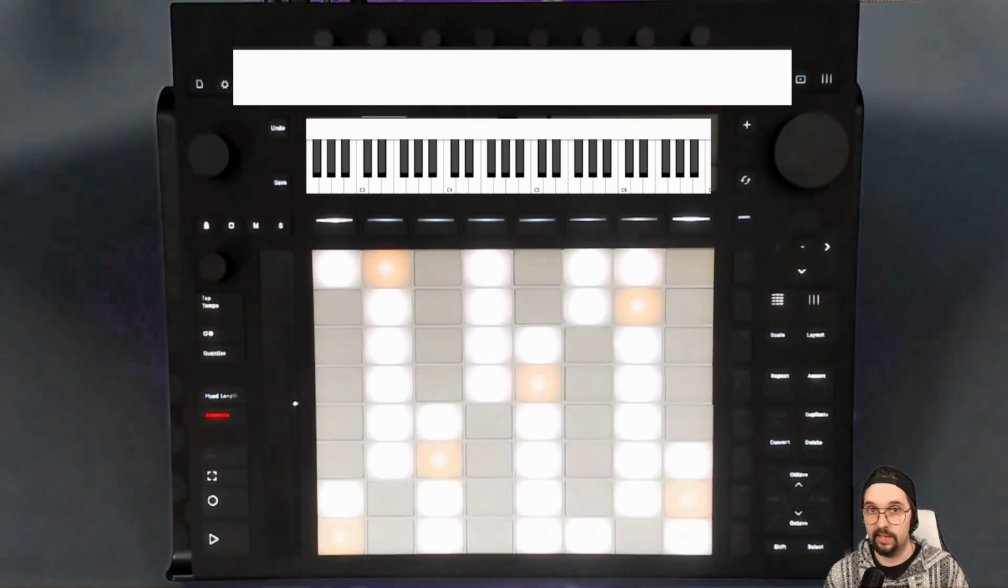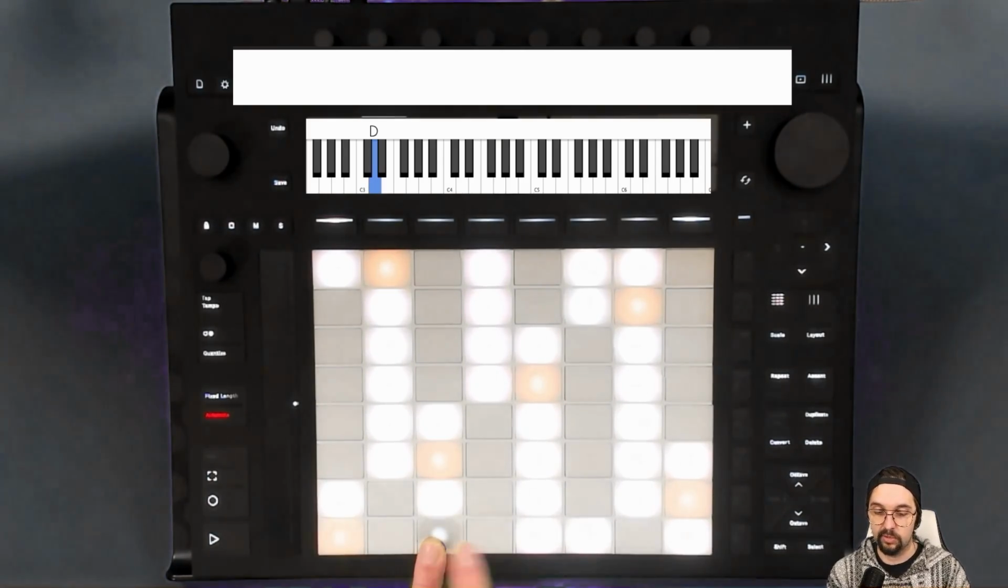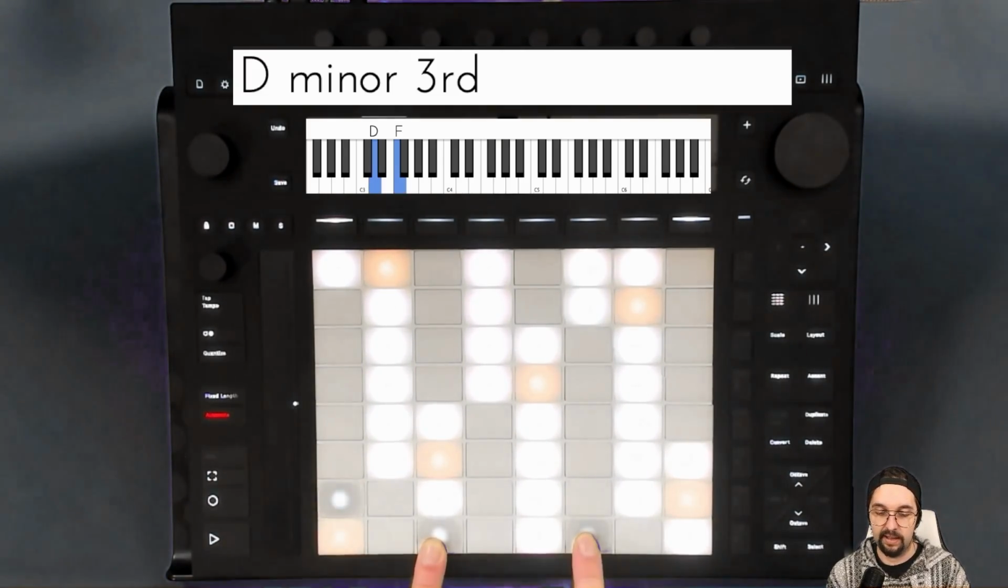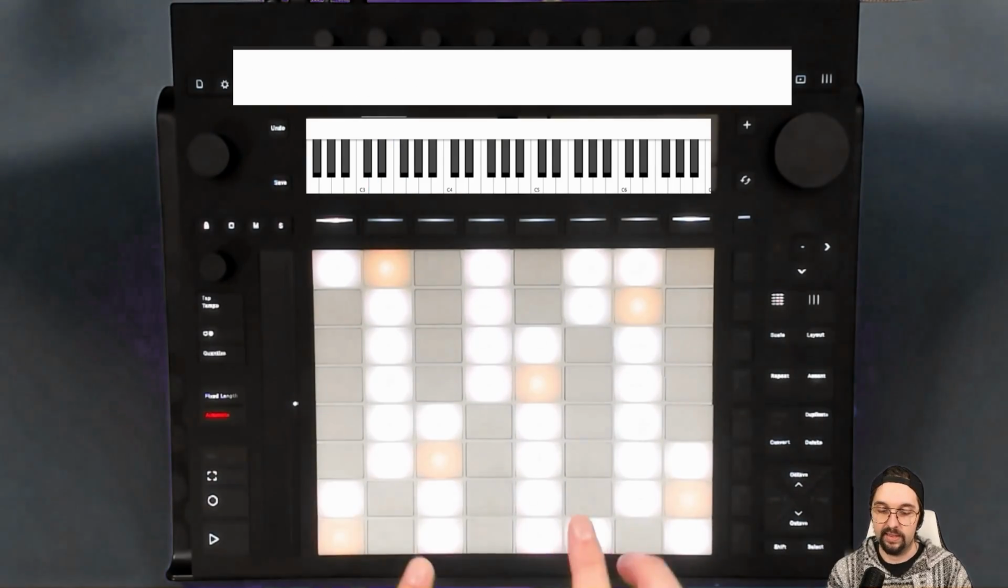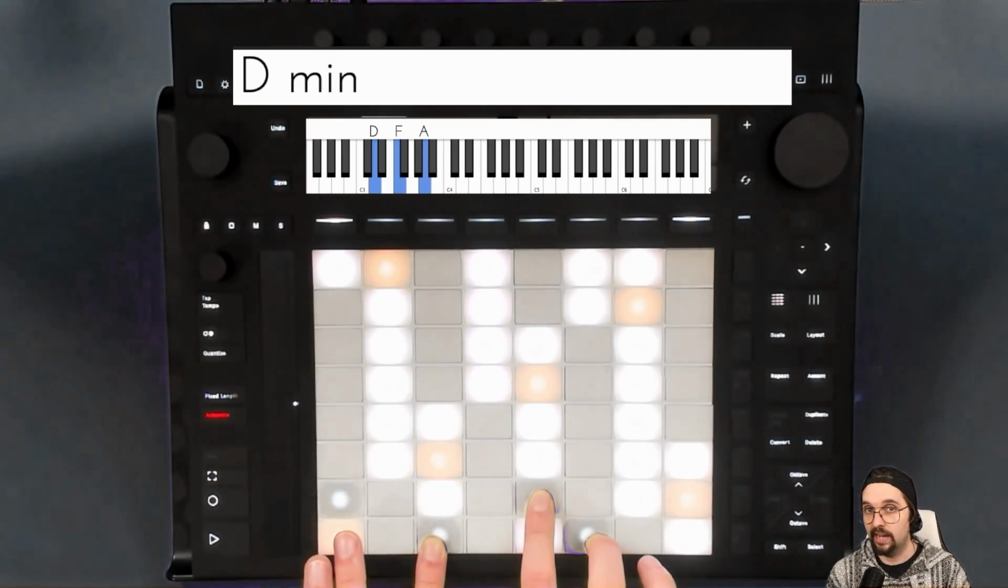We can do the same thing with D, for example. So let's play it down here. Okay, we're going to play this note. We're going to skip over the E. We're going to play the F. We're going to skip over the G. And we're going to play the A. So we get a D minor triad.